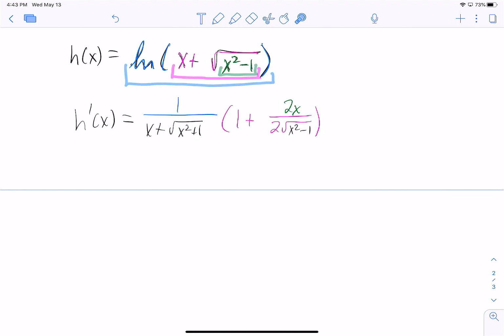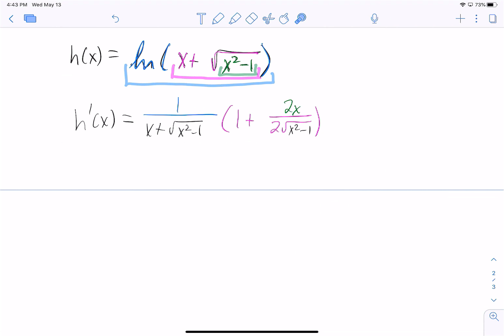All right, so we have the natural log function, which is the outside function. Inside of that, we have x plus the square root. And then inside the square root, we have the x squared minus 1. So we have 3 layers, kind of, but kind of. The derivative of the natural log is 1 over the argument. So we have 1 over x plus the square root of x squared minus 1.